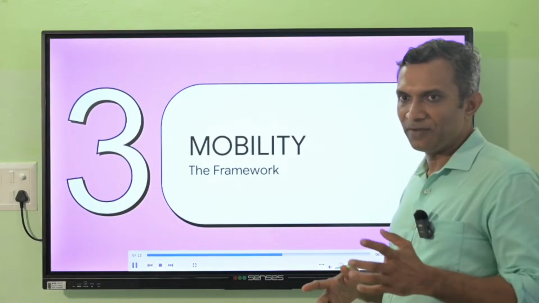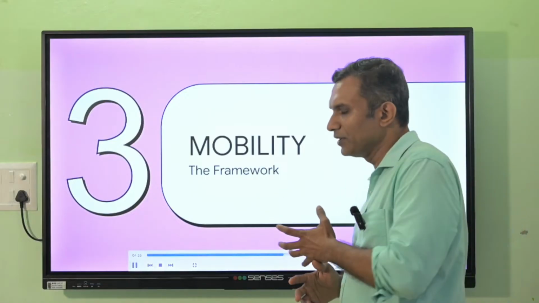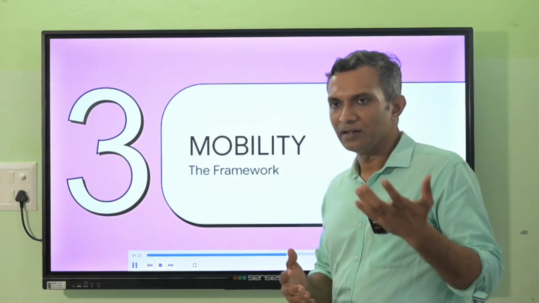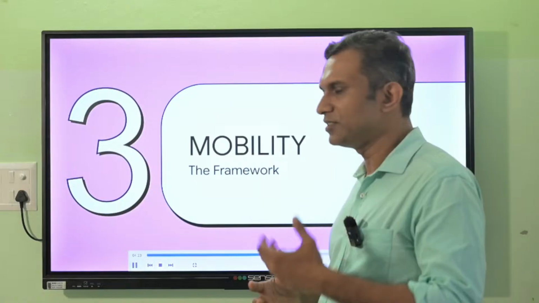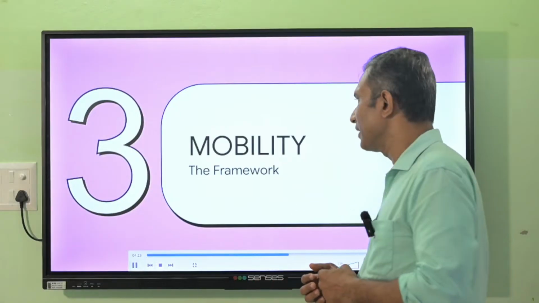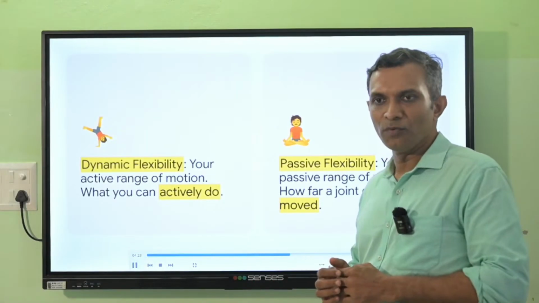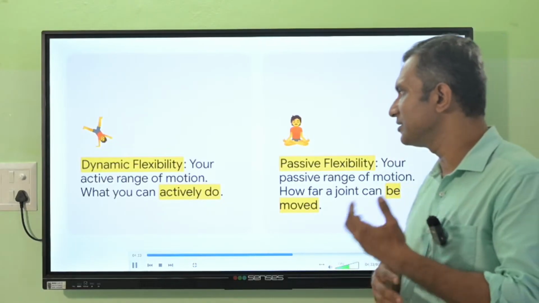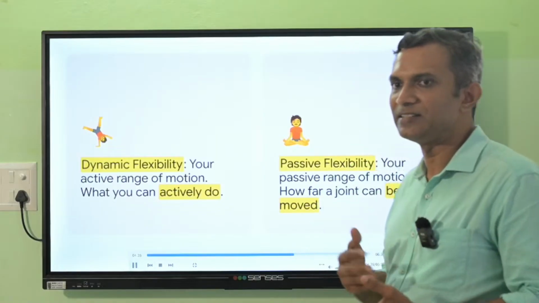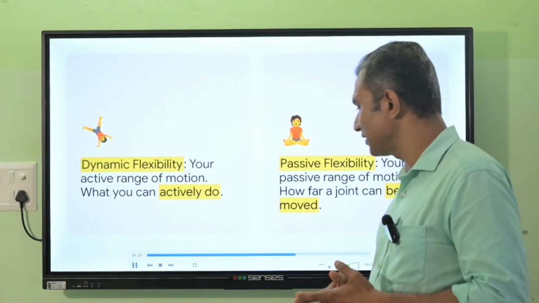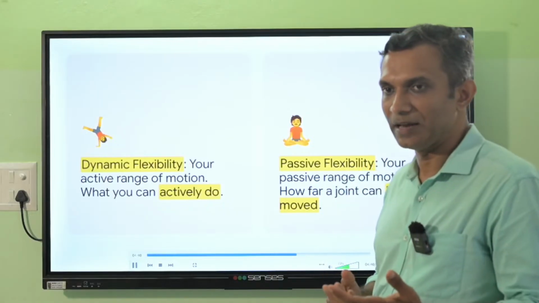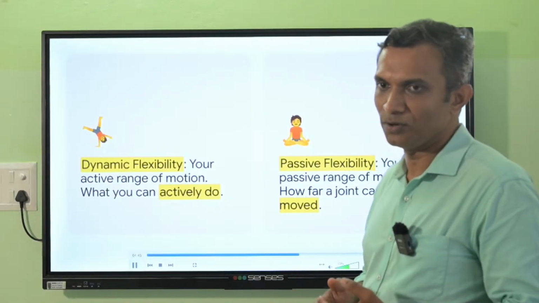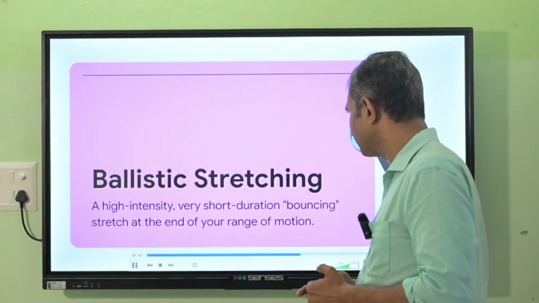So mobility is the key framework, and we discussed the active and dynamic mobility. Active mobility is the mobility that your body system has whenever you are performing any day-to-day range of movement activity. Dynamic flexibility is the active range of movement that we experience in our day-to-day life, while the passive flexibility determines how far a joint can be stretched. So it's basically the individual stretchability characteristics of our musculotendinous unit.